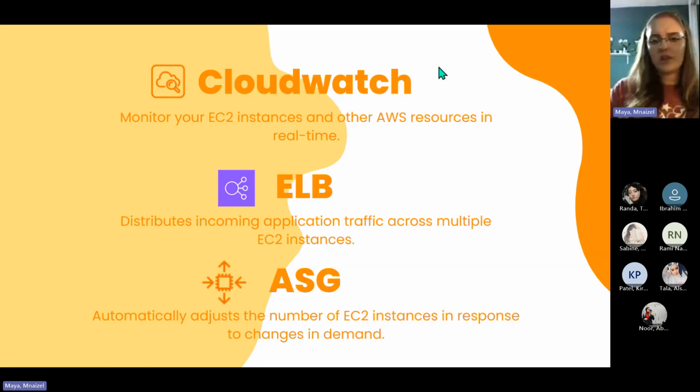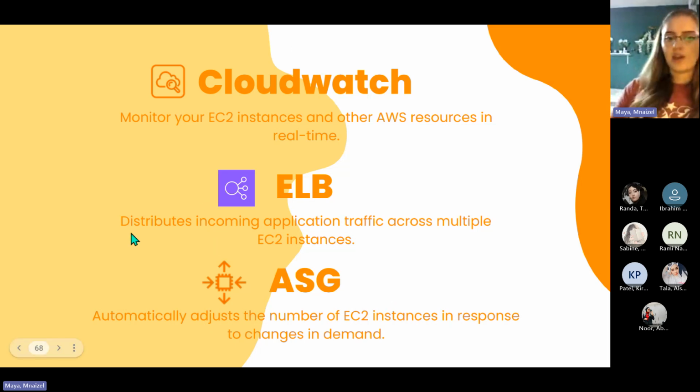Auto scaling group is for scaling purposes, so it automatically horizontally scales our EC2 instances, and ELB distributes traffic coming across our multiple EC2 instances. We're going to talk about them more.